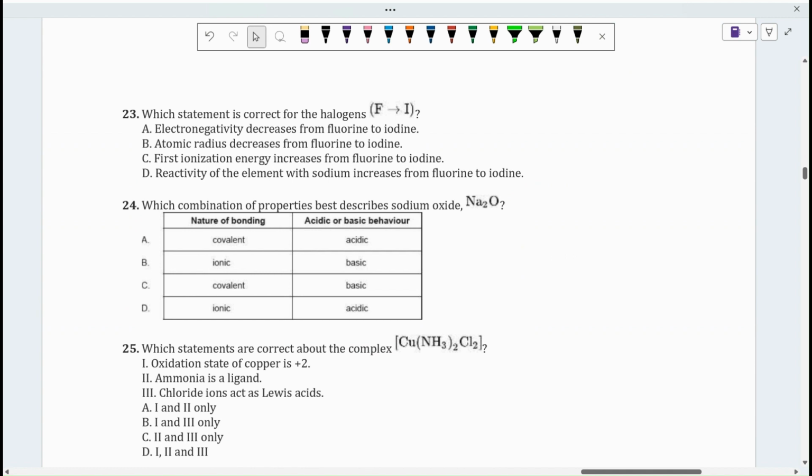23. Which statement is correct for the halogens? Again, you can use the table that I showed you in question 1. That will point you towards A. Electronegativity decreases from fluorine to iodine. 24. Here you can have a look at the table that I showed you in question 2 or 3. That will show you that the trend along the period 3 oxides is basic through amphoteric to acidic. Sodium is at the beginning, so that will be basic. And it will be ionic. We have a metal and a non-metal.